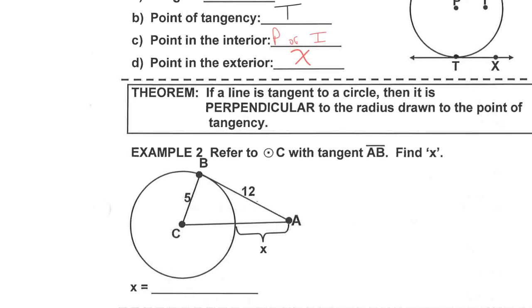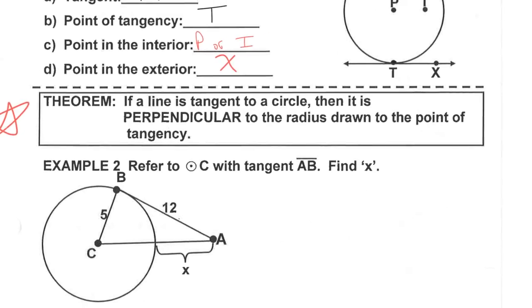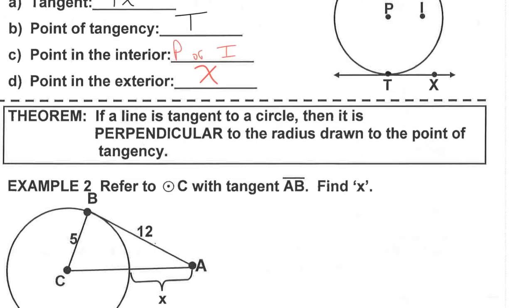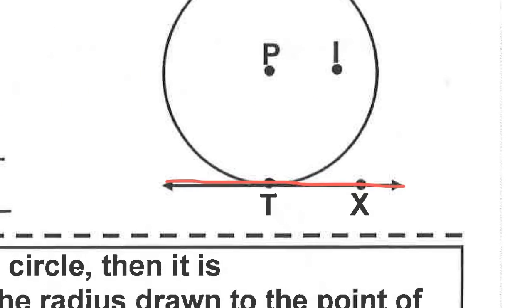Now, I've got a theorem today, and it's the first one we've had in a while, so let's read through it. It says, if a line is tangent to a circle, so if we have a line like TX, then it's perpendicular to the radius drawn to the point of tangency. So if I sketch this line, the radius that goes from the center to that point of tangency is perpendicular to the tangent line. So it's going to help us have some right triangles.